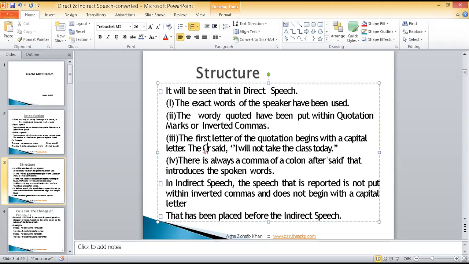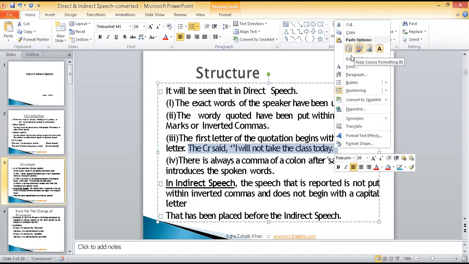However, when I change it into indirect speech, it might not happen. In the case of "I" it would remain as it is, but in you, she, he, they, it would not be capital. There is always a comma or colon after "said" that introduces the spoken words of the speaker. In indirect speech, the speech that is reported is not put within inverted commas and does not begin with a capital letter. Now that is indirect speech. Whenever you are dealing with indirect speech, this will change. You will not be going with the inverted commas.